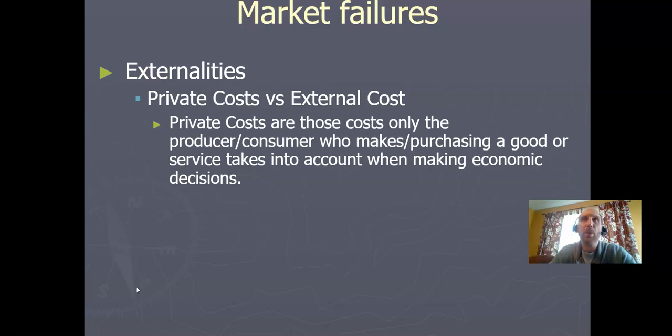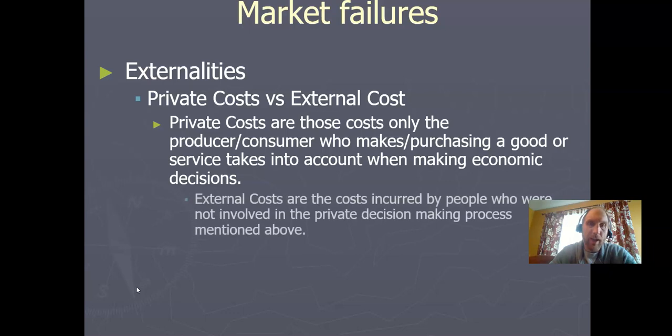Likewise, the same is true with businesses. When businesses produce gasoline or produce electricity, the only costs they're worried about are the costs of producing the product, of buying the coal to turn into electricity, or buying the oil to refine into gas. Those are the only personal costs that they care about. Those are private costs. An external cost, then, is any cost that is incurred by others who did not participate in our economic decision making.